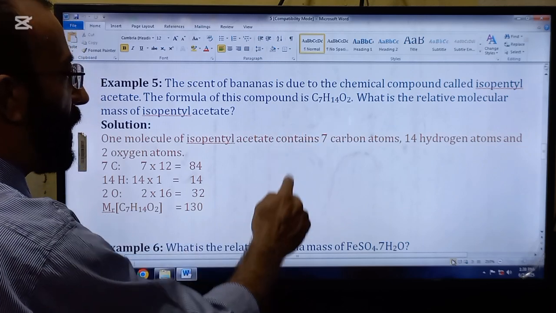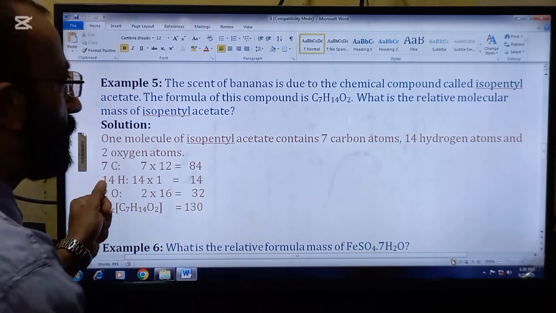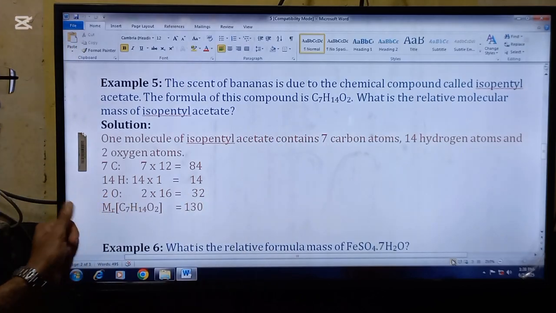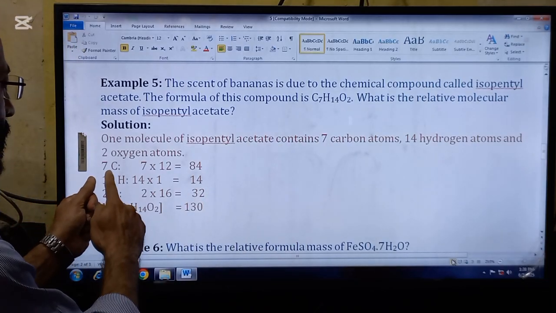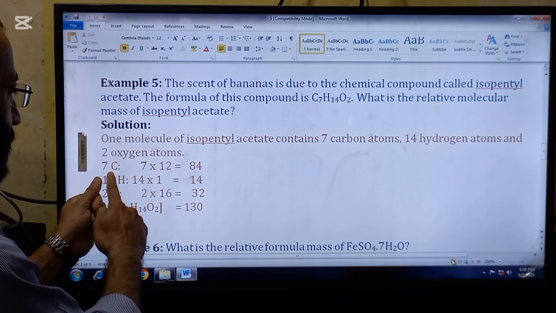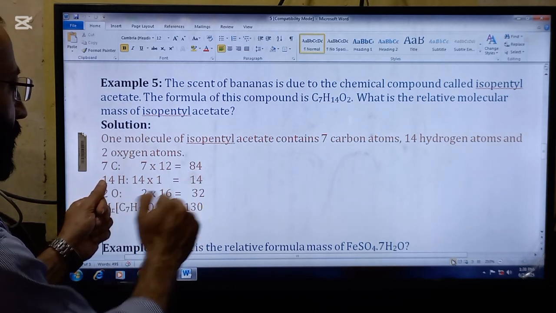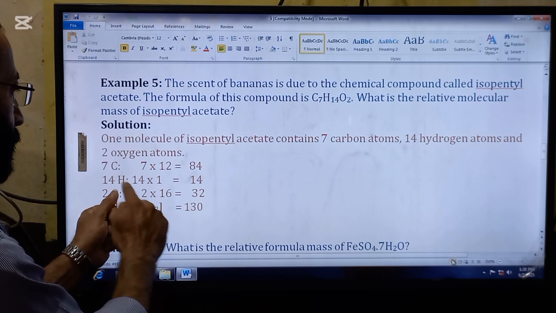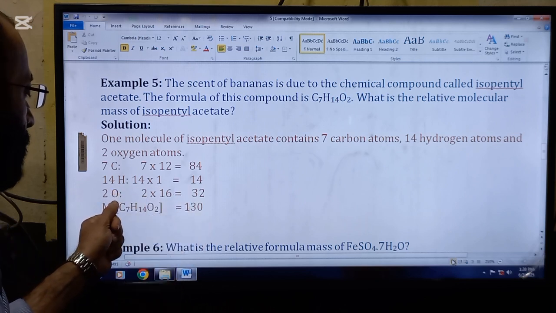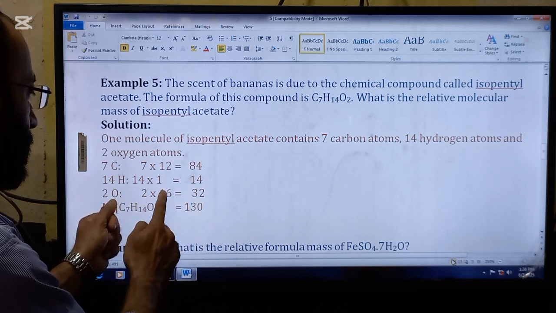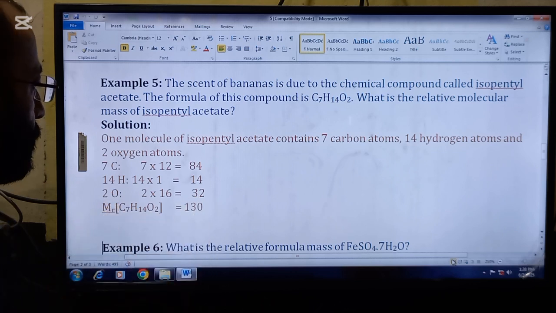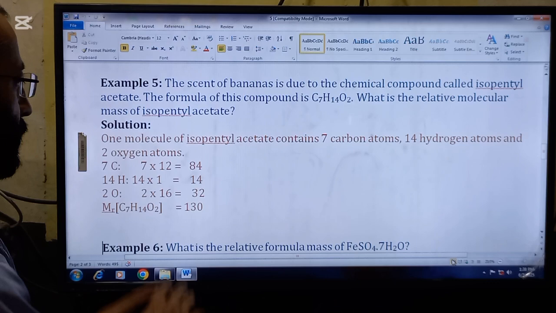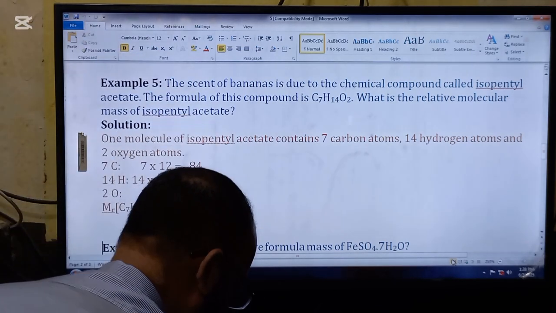So in this formula you can see there are 7 C, 14 H and 2 O. From the periodic table you can see the atomic mass of C is 12, so 12 into 7 is 84. Atomic mass of H is 1, so 1 into 14 is 14. Atomic mass of O is 16, so 16 into 2 is 32. Add all three values, 130 will be the answer. So this is the formula mass of the compound.